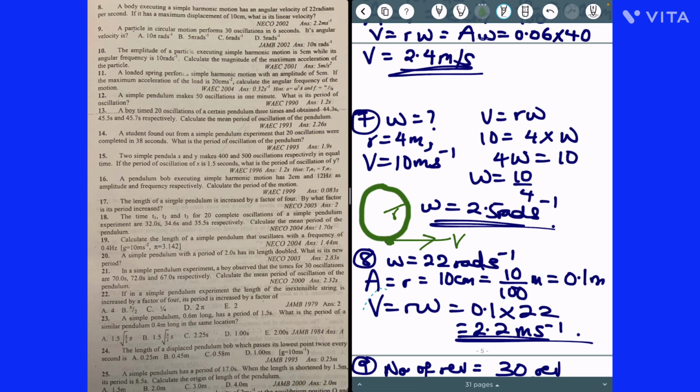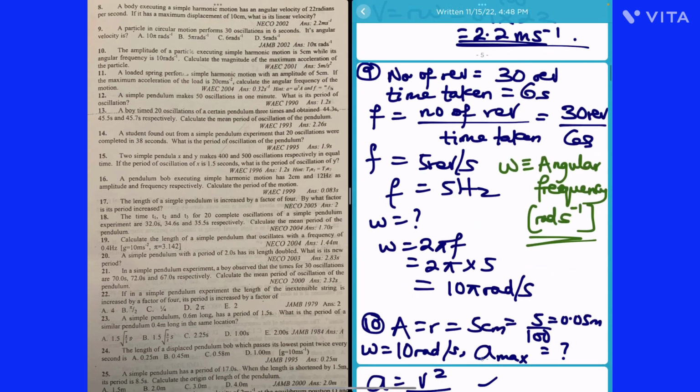So, the question says, what is its linear velocity? Linear velocity V is RW. So, V will be 0.1 times 22. That gives 2.2 meters per what? Per second. Take note of that too. Let's go to question 9.